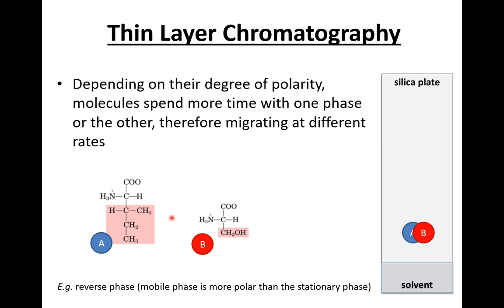So in this case, molecule A is less polar than molecule B, and therefore this molecule will tend to spend a little bit more time with the less polar phase, which is the stationary phase. Whereas molecule B will do the opposite, will tend to spend a little bit more time with the more polar phase, which is the mobile phase. Therefore, as a result, molecule A will stick a little bit more to the plate compared to molecule B. And when the buffer is moving through, it will move molecule B farther than molecule A, hence causing the separation of these two molecules.